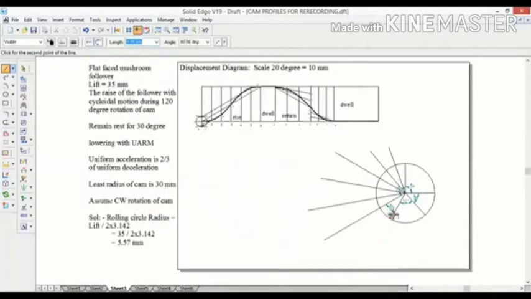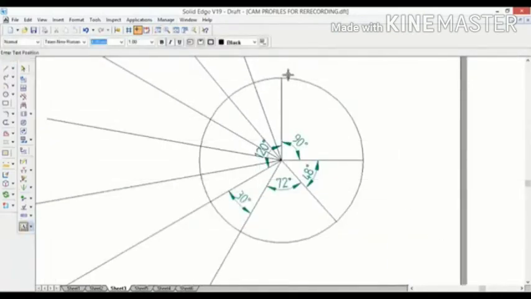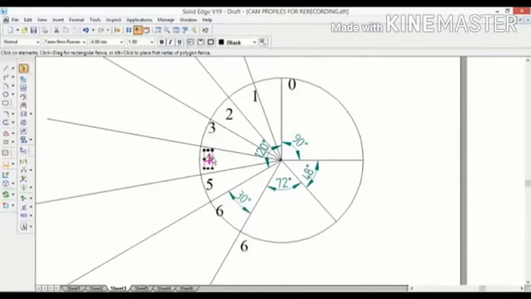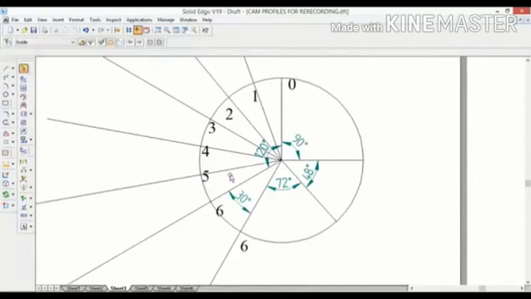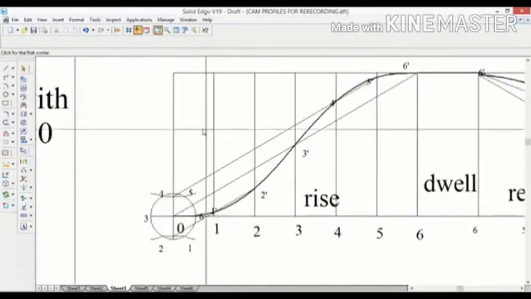Do the naming for this. The base starts from here. So this is 0, this is 1, this part is 2, 3, 4, 5, and 6. In return stroke, this is 6, next dwell. So now we need to transfer the displacement diagram measurements on these radial lines. Let us take the measurement.